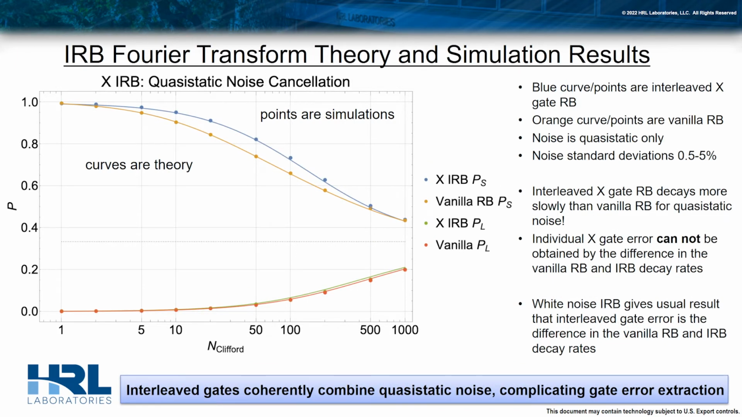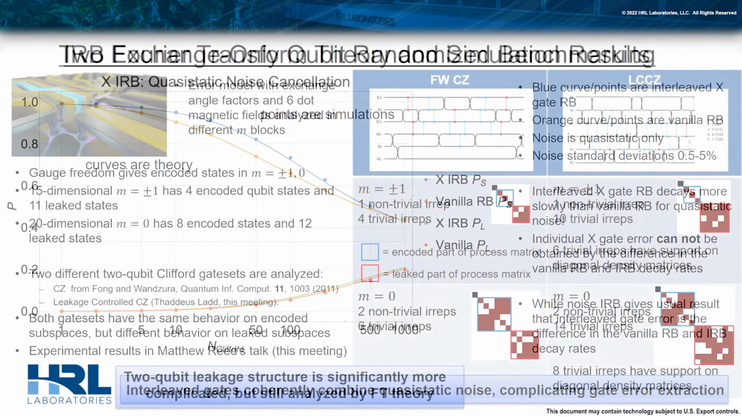Here's a striking example of how quasi-static noise can break interleaved RB expectations. The plot shows survival probability for X-gate IRB in blue and regular RB in orange. You can see that X-gate IRB survival probability decays more slowly than regular RB. This is because of coherent noise cancellation when the sequence and the noise are not completely random. So for quasi-static noise, blindly subtracting regular and interleaved decay rates can give misleading results.